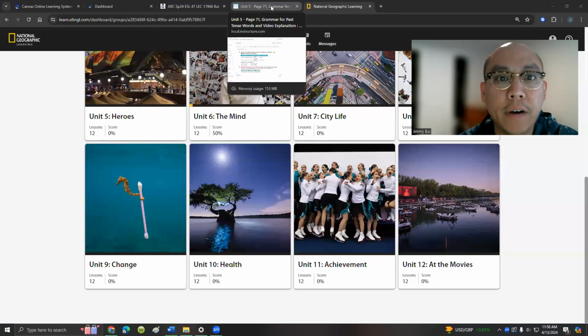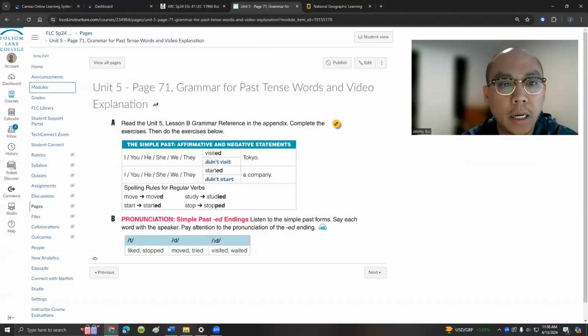Today we are in Unit 5, page 71, grammar for past tense words. So looking at the simple past for affirmative or positive statements and negative statements. Also pronunciation tips, and how to know how to pronounce simple past words.